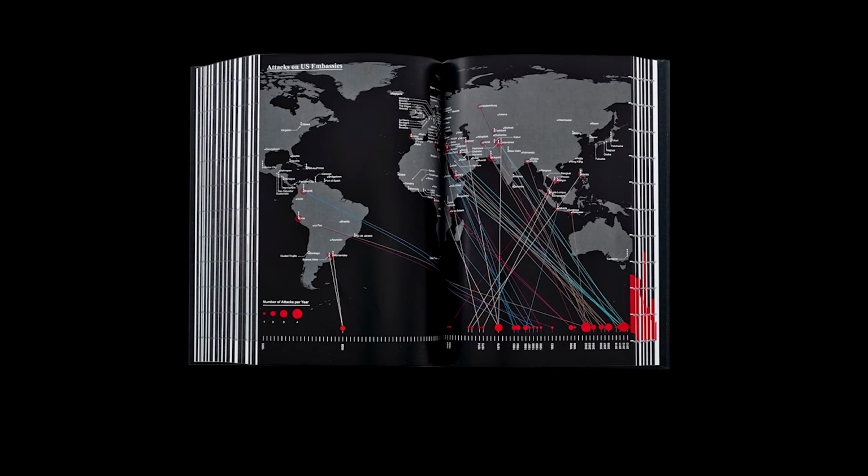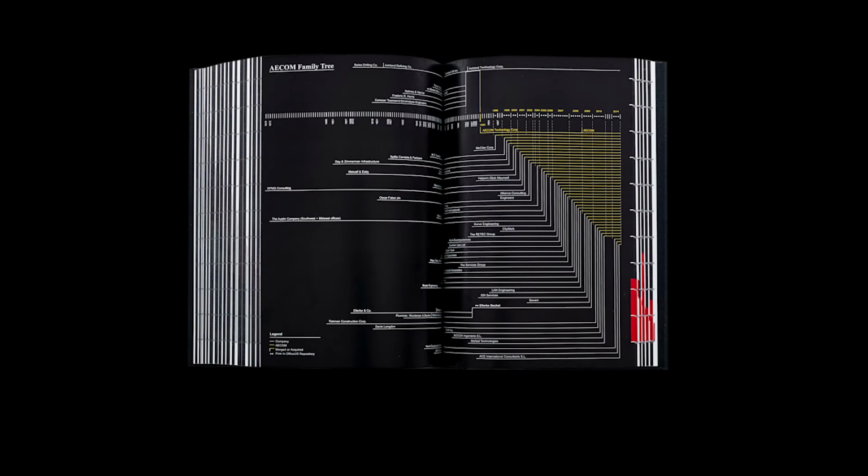For example, here is a diagram about the attacks on U.S. embassies over time. And then this is another diagram about firms that diverged from a very large architecture firm called AECOM. This is about the AECOM family trees, how one company could breed so many other small firms. So that was Office US, and we're still working on a project. We're working on the third book, and hopefully it will come out, I hope, springtime or early fall, so look out for that.